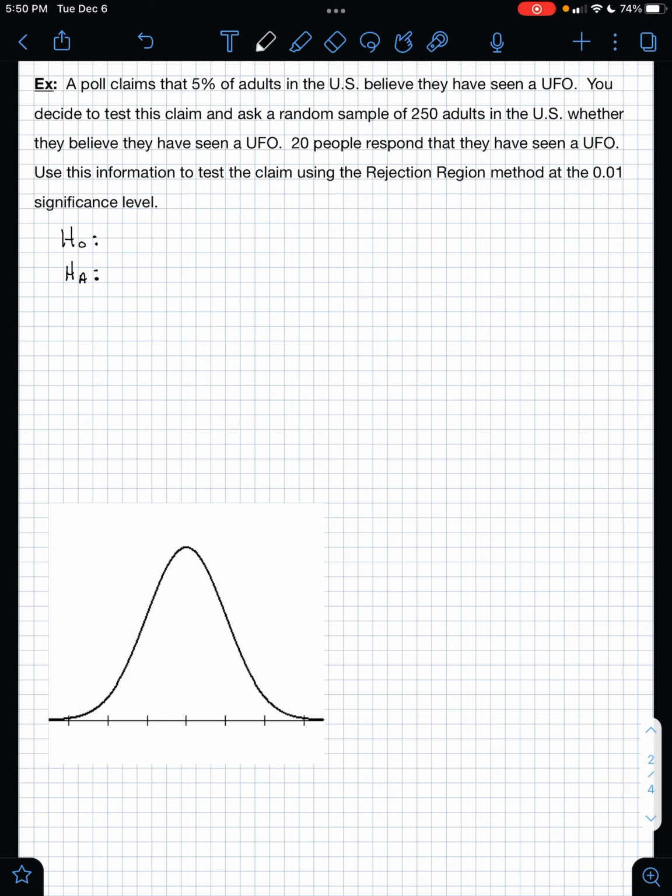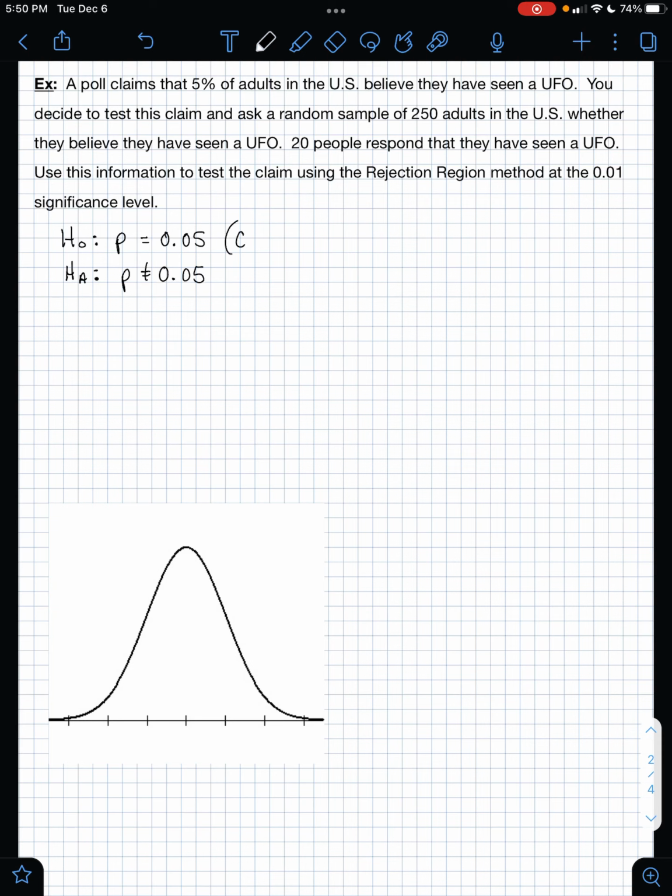So we're lucky enough to have the keyword claims right there in the first sentence. A poll claims that 5% of adults, not more than 5, not less than 5, that 5% of adults believe they have seen a UFO. That sounds like an equality. So they're claiming that the proportion is 0.05. Therefore, the alternative hypothesis would be that p is not 0.05.